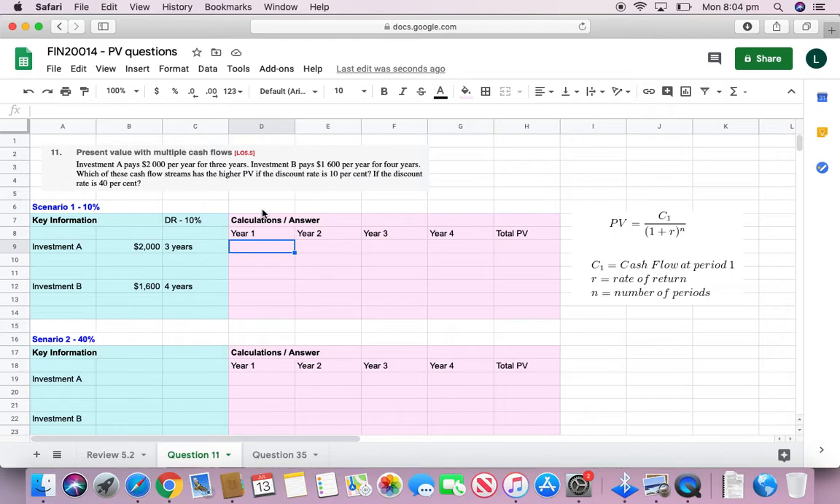So let's get into it. This top line here is year 1. The discount rate is 10%. So let's start. We've got $2,000 divided by 1.1. Now, for year 1, we don't really need to put it to the power of anything. So let's do our little calculation.